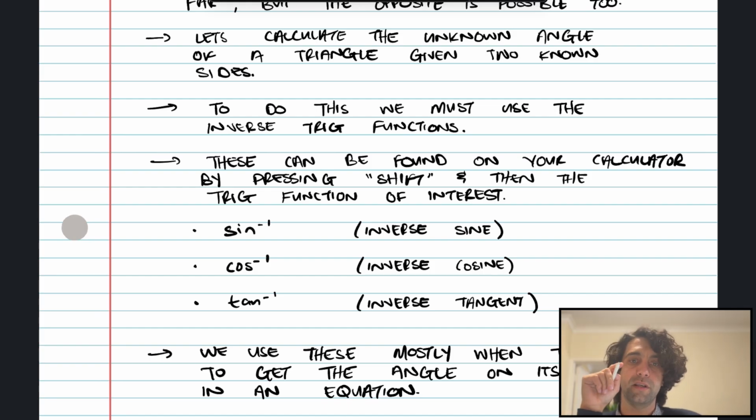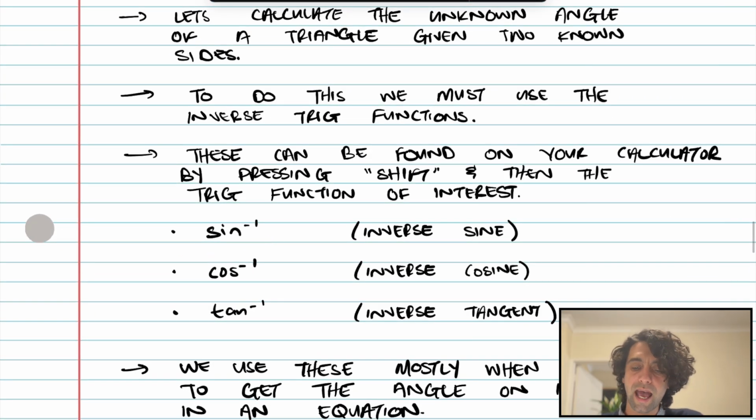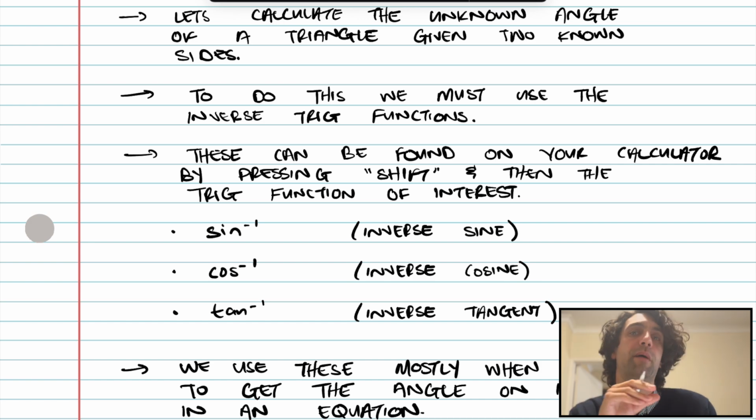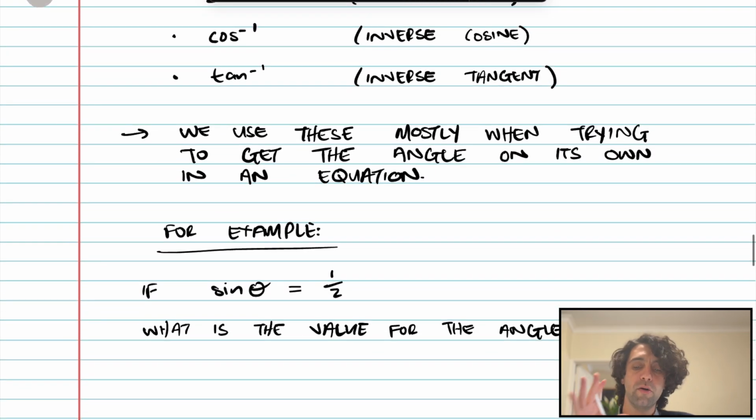So you'll press shift sine for the inverse sine function that we state as being sine to the power of -1, sine -1. The same is true for cos and tan. You want to press the shift button and cos, or the shift button and tan. That is what we call the inverse trig function. So we use this mostly to get the angle on its own in one of our equations.